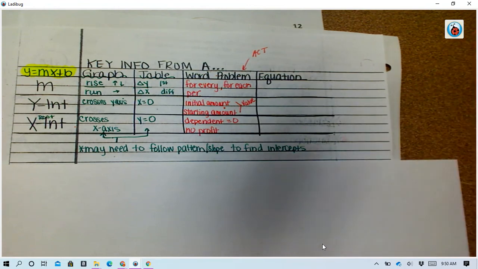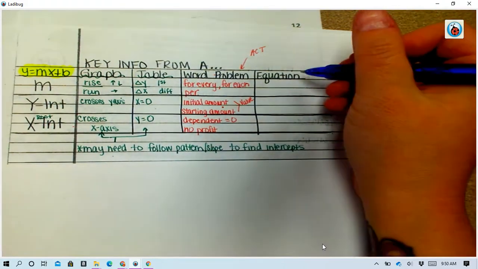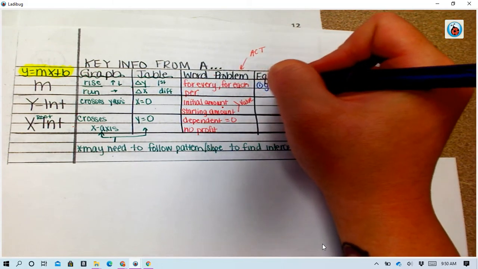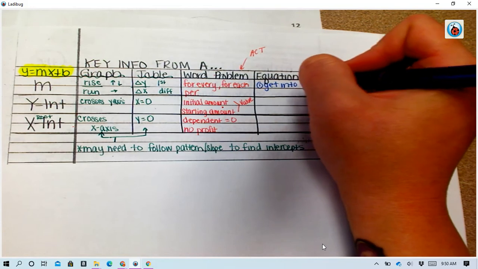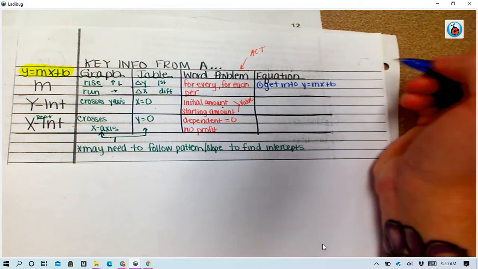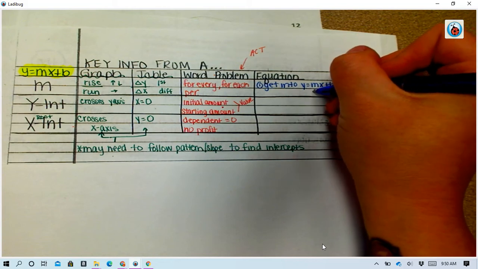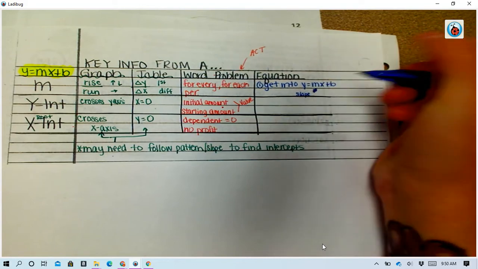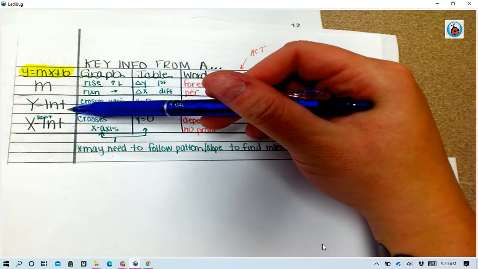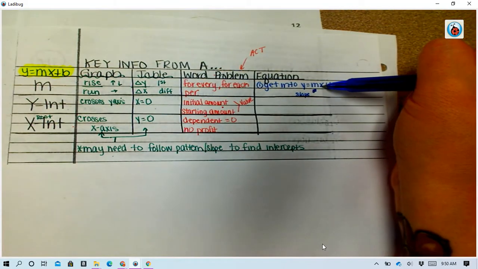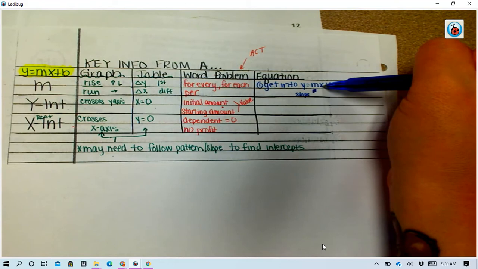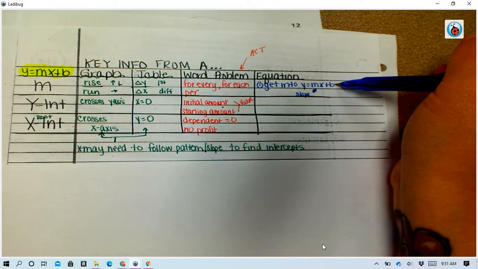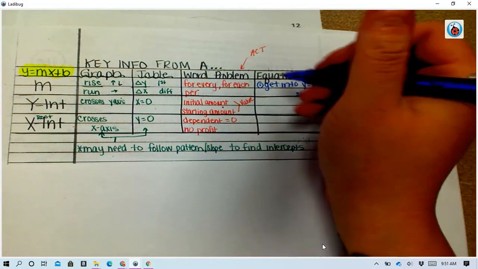An equation, you should know this one. An equation, if you want to find the slope, the first thing you have to do is get it into y equals mx plus b. And then you just look at the m value, the slope. If you're looking for your y-intercept, you can do it one of two ways. You could get it into y equals mx plus b first.